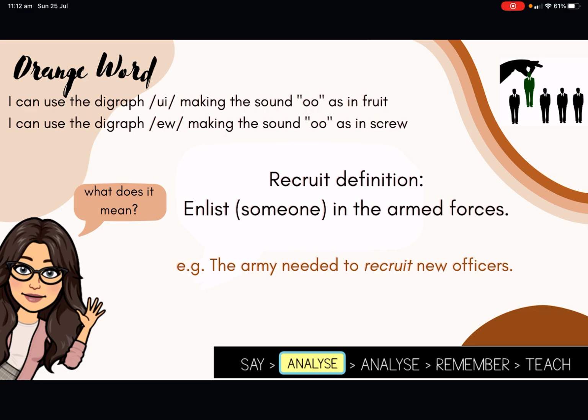So it needed to enlist or it needed to hire new officers. And there's a little bit of a picture up in the top right hand corner, which is somewhat depicting what recruit might mean. It means that they're just going to choose someone from a candidate or a big pool of people and hire them to be in the armed forces. Now, if you can see in this word recruit, it's actually following the other digraph that you're focusing on this week, which is the digraph UI.